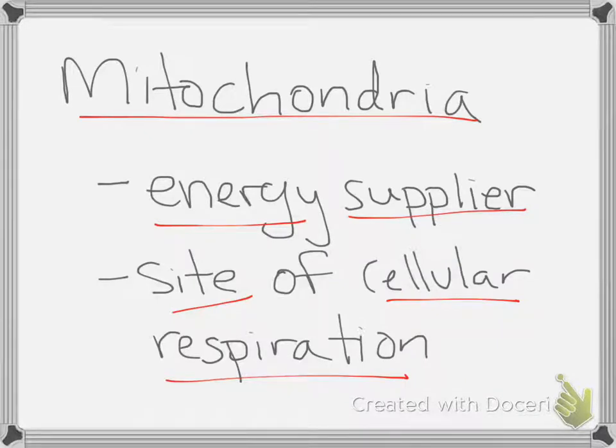The mitochondria is the energy supplier. It's where cellular respiration takes place. You're going to see later on in the course that that's the main energy transformation, sort of conversion process that happens in cells. And the main bulk of the energy comes from the process that happens inside of the mitochondria.